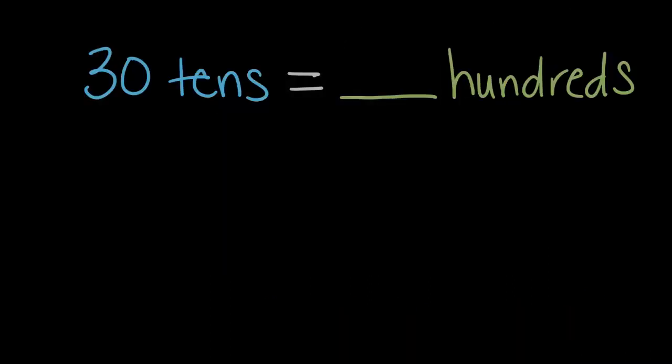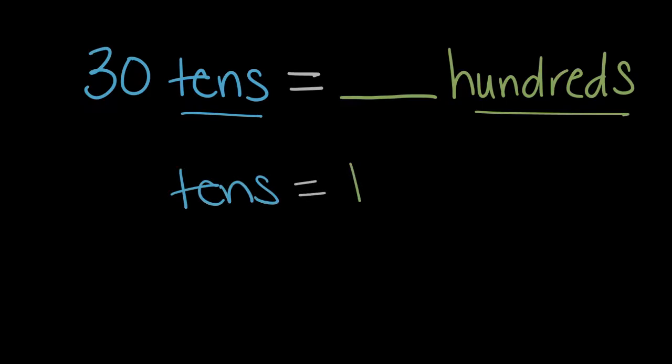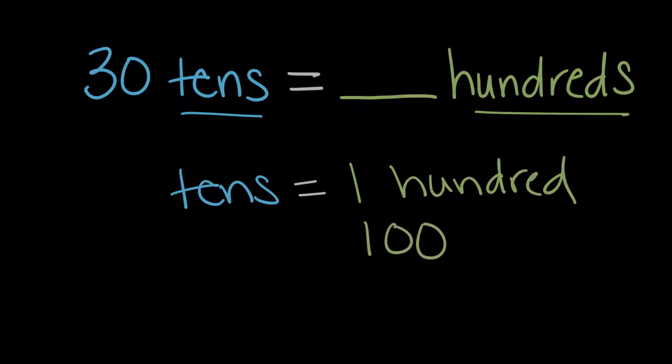Here's another one. 30 tens equals how many hundreds? So this time we're looking at tens and hundreds. So let's think about how tens and hundreds relate. How many tens are in 100? How many tens are in 100? And we could write 100, the word or the number, in 100.